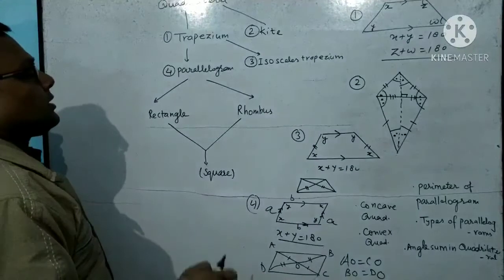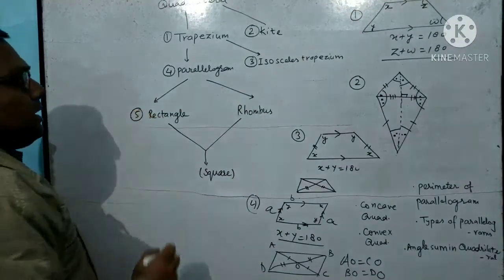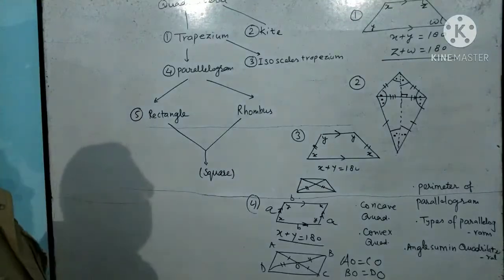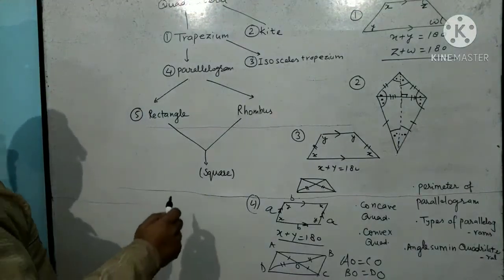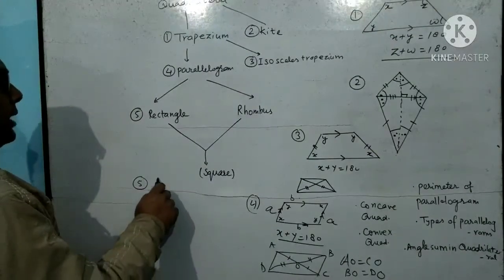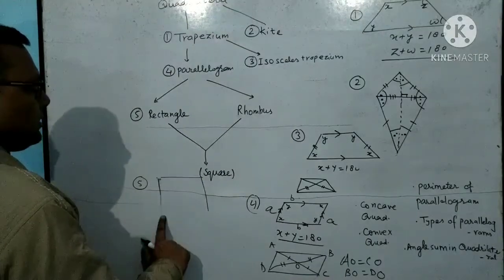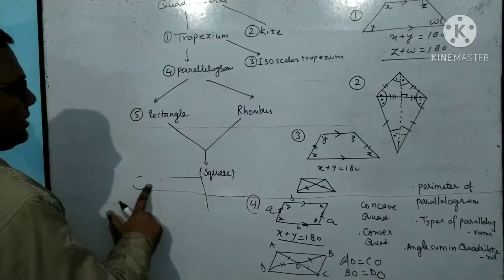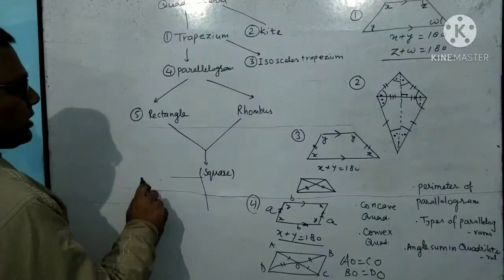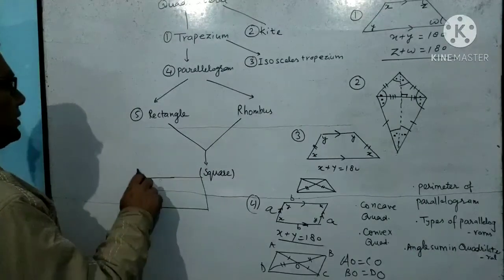So I am going to take the fourth, then the fifth one is rectangle. I am going to consider the property of rectangle. So you note it down that rectangle has all the properties of parallelogram, but some additional qualities in the rectangle are going to be discussed here. Some additional properties which are not in the parallelogram are going to be discussed here. This is ABCD.